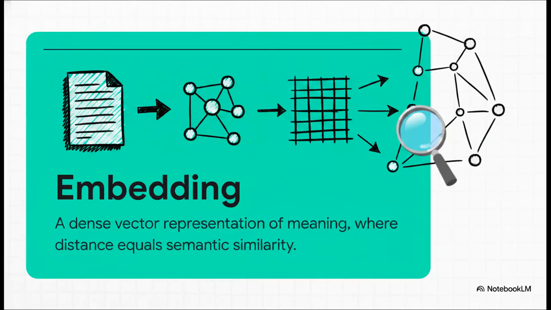To solve that problem, we use an embedding. Now, what's really interesting about this slide is how it fundamentally shifts the focus to semantics. An embedding takes our text and converts it into a dense vector representation of meaning. It essentially turns a concept into a list of numbers, like 0.21, negative 0.87, 0.44. And the real magic here is that in this numerical format, distance equals semantic similarity. Close numbers mean similar meaning.